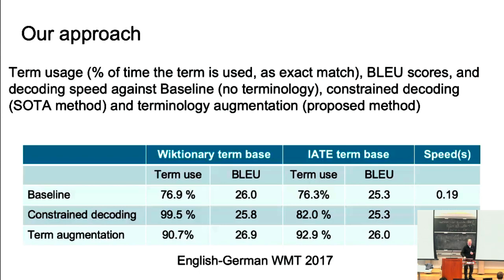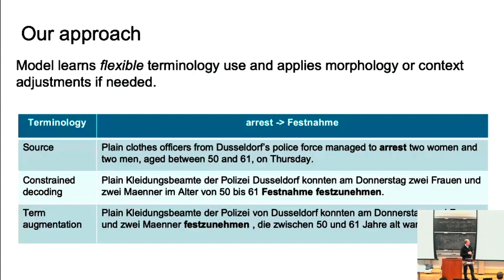It seems to be a pretty good solution, and it also shows to be good at inflecting. Here you have an example in which we have this terminology, "arrest" with translation "Festnahme", that has to be used as a verb. While the constrained decoding is able to put the term inside, it cannot fit it with a verb. Basically what happens is that it duplicates the term. It puts Festnahme inside, but it still uses the verb in addition. While our approach is able to substantially take the suggestion and inflect it. Of course, subword decomposition plays a role in the capability of inflecting terms.